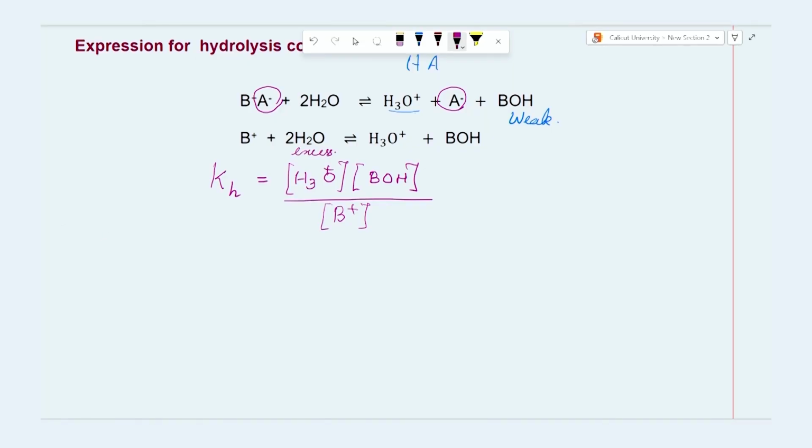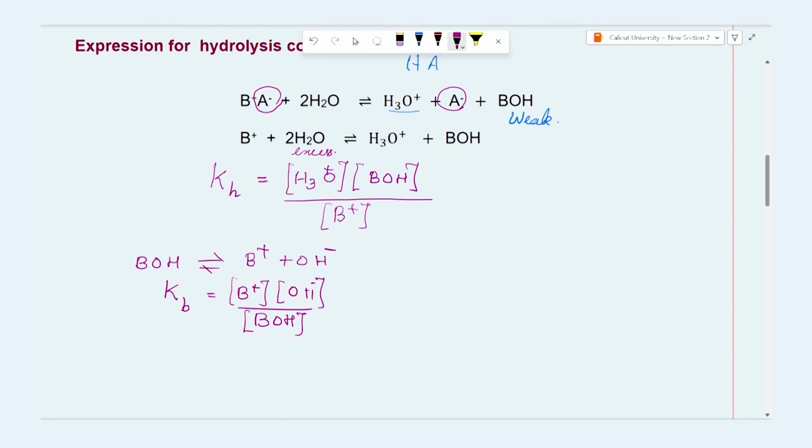Okay. So, from this expression we will get KH as this. Now, since the acid is strong and the base is weak, I can take the ionization of the weak base BOH, which will ionize as B plus and OH minus. For this I can write the dissociation constant for the base, Kb, equal to the concentration of B plus into the concentration of OH minus, whole divided by the concentration of BOH.